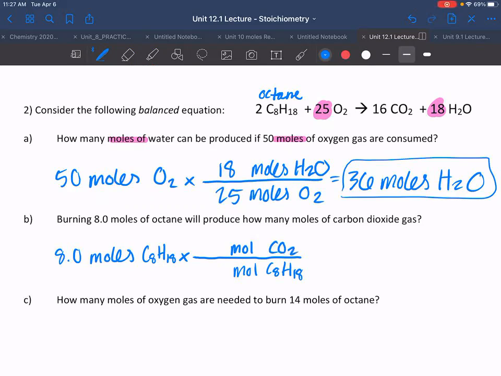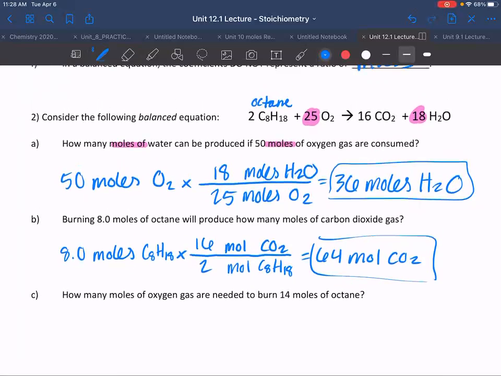And then if we fill in coefficients here, octane has a number of what? 2. What about CO2? Great. 8 times 8 is 64 moles of CO2.